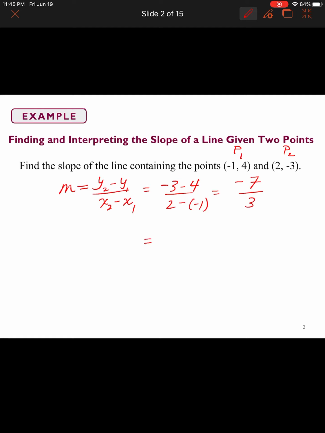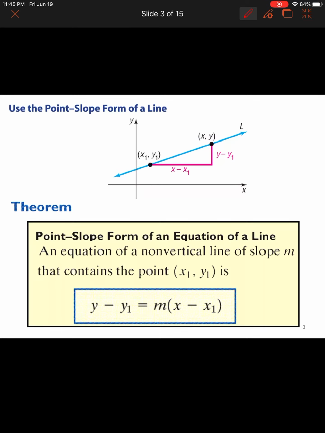Like I told you before, the order doesn't matter. This will be the only time that I show you the change in direction. So let's say we did 4 minus -3 over -1 minus +2. In the numerator, you get +7 over -3. At the end of the day, both of those are still -7/3. All right.